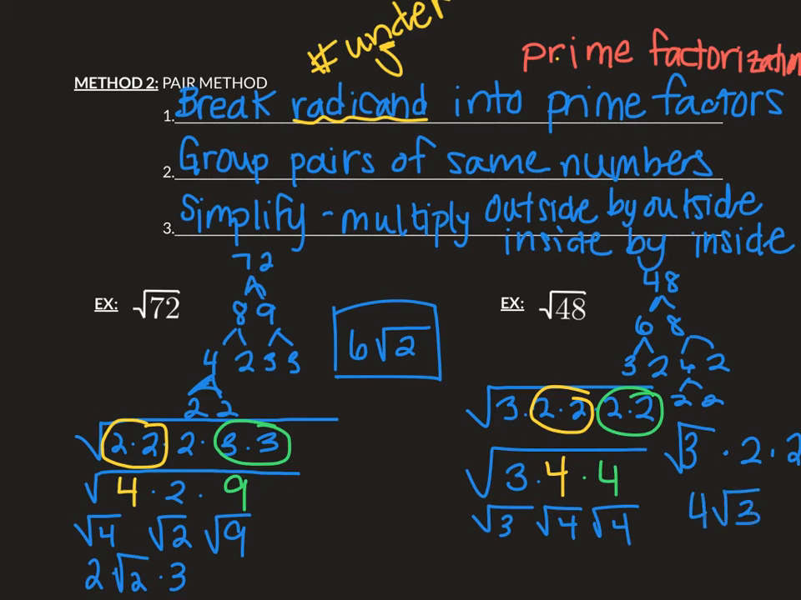And what do you notice about this answer as compared to the one where you did it using the perfect squares? They should be the same. Okay. So that's the pair method. You get to choose which one you use, but you will see most of the time I'm probably going to use the perfect squares method. I just like it a little bit better. So let's move on. Let's make it a little more fun, shall we?